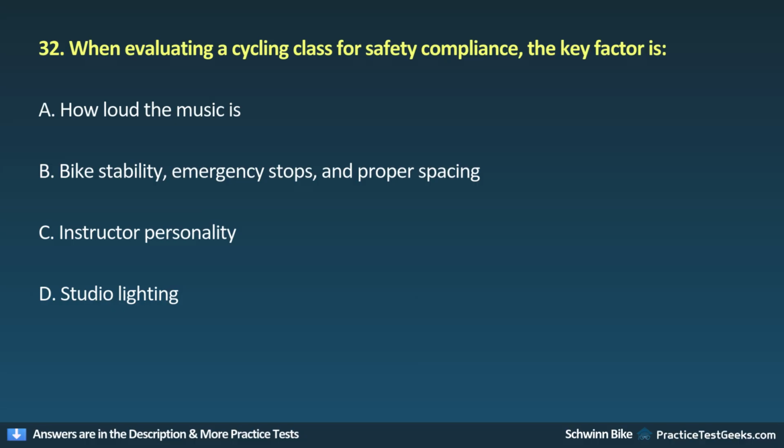32. When evaluating a cycling class for safety compliance, the key factor is A. How loud the music is, B. Bike stability, emergency stops, and proper spacing, C. Instructor personality, D. Studio lighting.